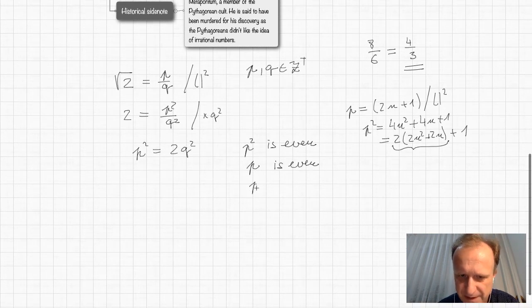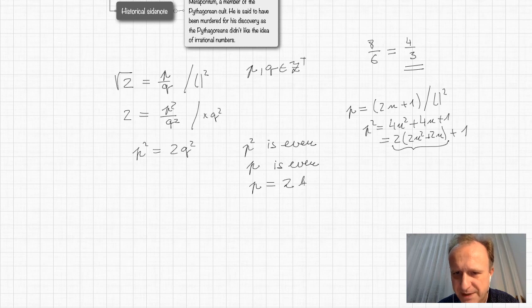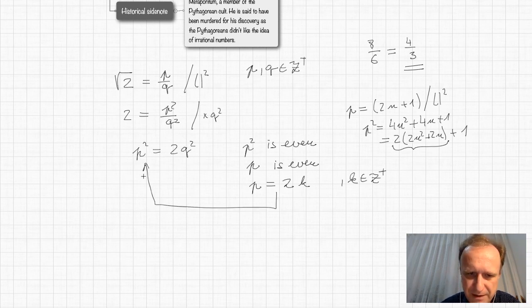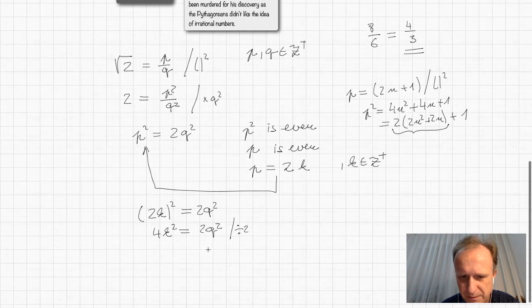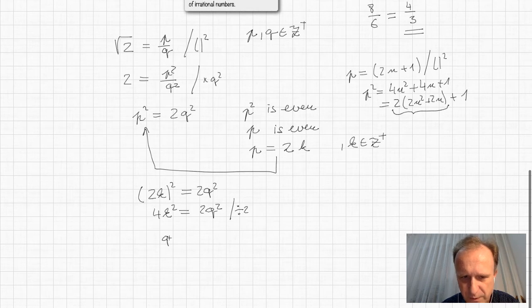If p is even, then p must be written in the form 2 times k, where k is a positive integer, okay? So it's some number like that. So we can substitute this form of p into this equation, and what we get is the following: (2k) all squared equals 2q squared. We square the bracket, it's 4k squared equals 2q squared, divide by 2 now, and we arrive at the conclusion that q squared is 2 times k squared.